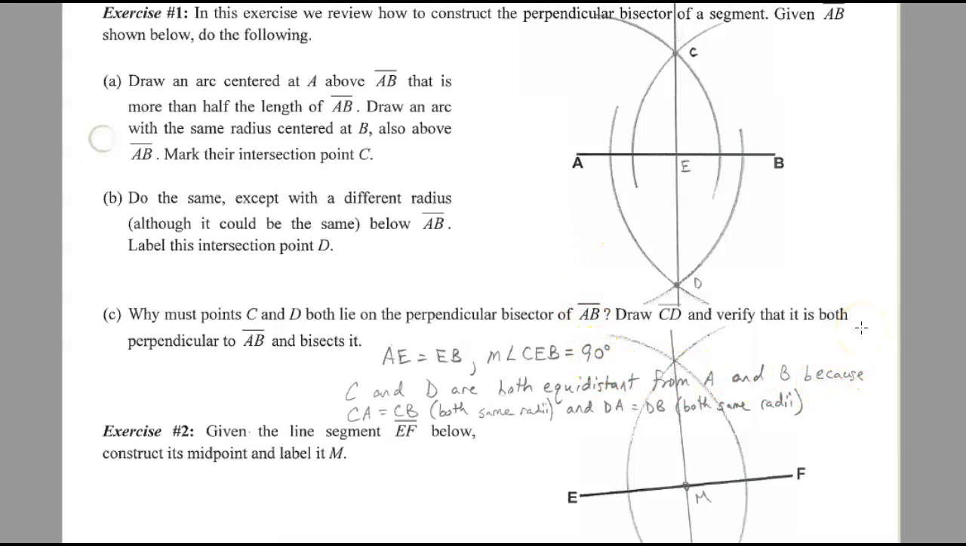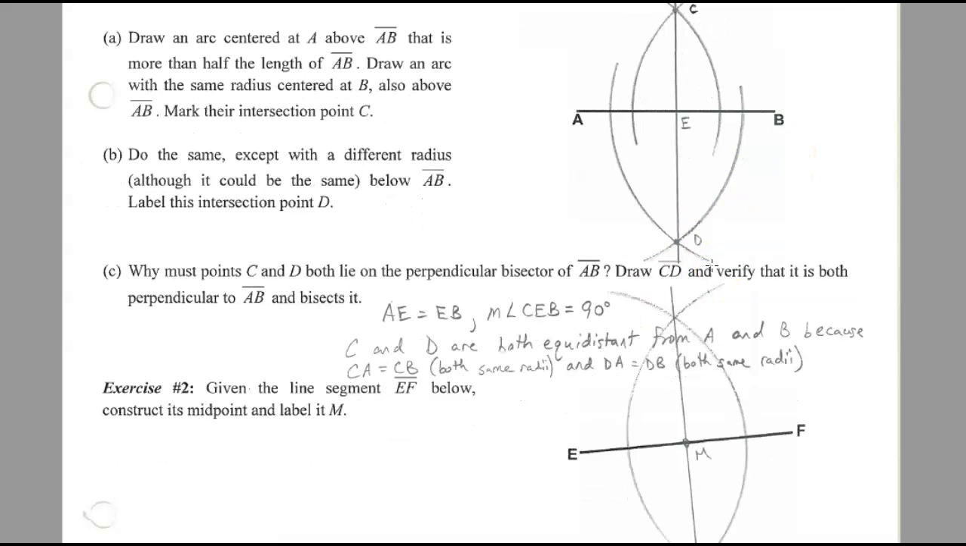But I know that C and D will both be equidistant from A and B because the arcs that form CA and CB, which would be here and here, are formed by the same radii, so they're going to be equal. And even though it's a different radius below the line, DA and DB will also be equal. So that justifies it.